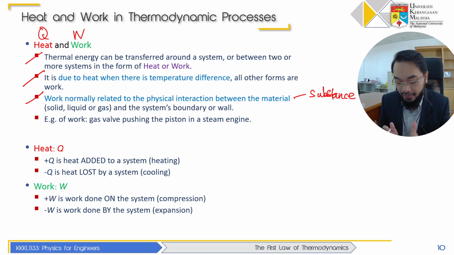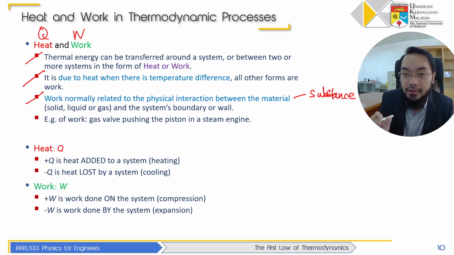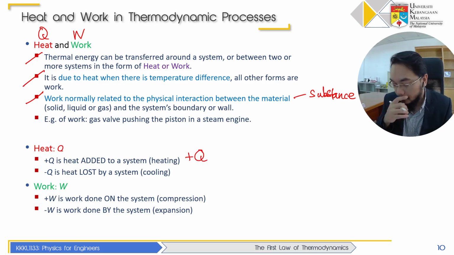For internal energy, heat and work, the sign of the value is important, meaning the positive or negative sign is important. For heat, positive Q is heat added to a system. So if you are heating up your system, that means Q will be plus. If you are cooling it down, if heat is transferred into the surroundings from the substance, then it is negative, minus Q.